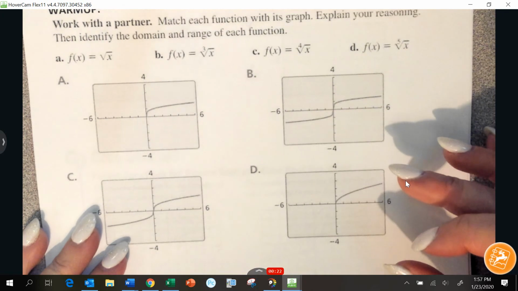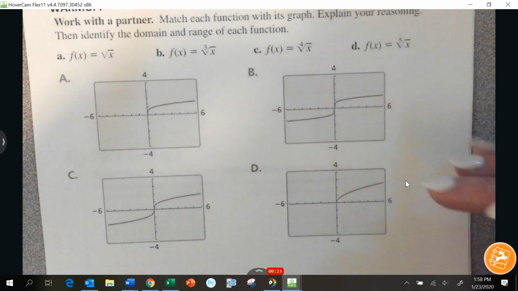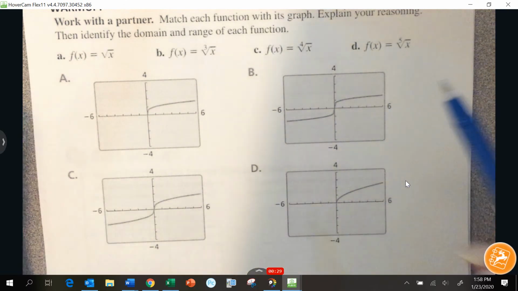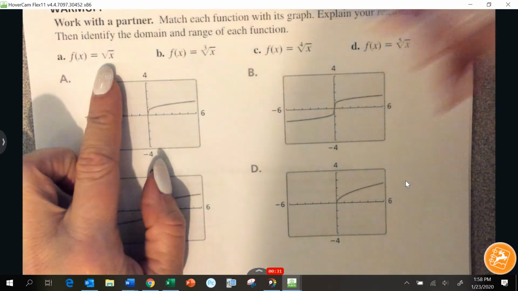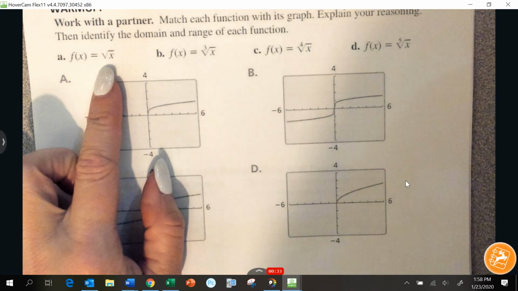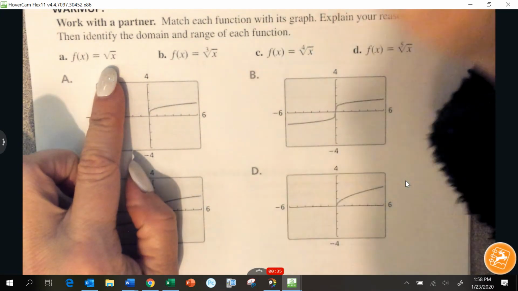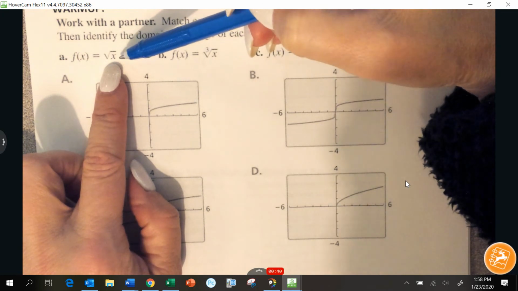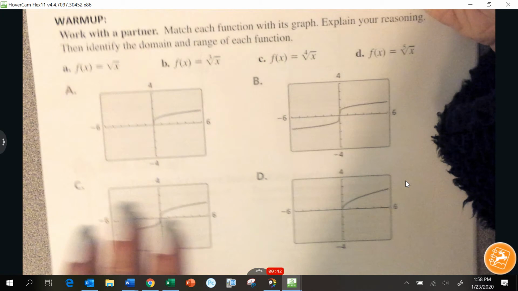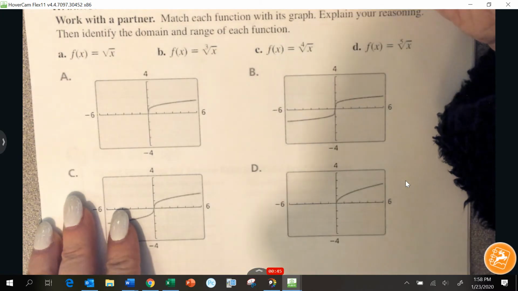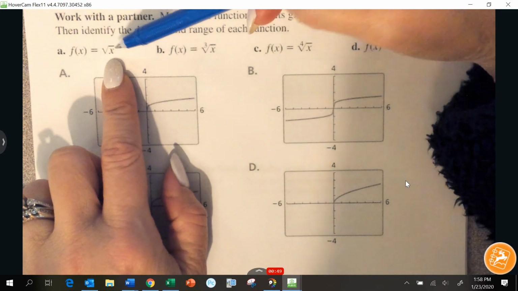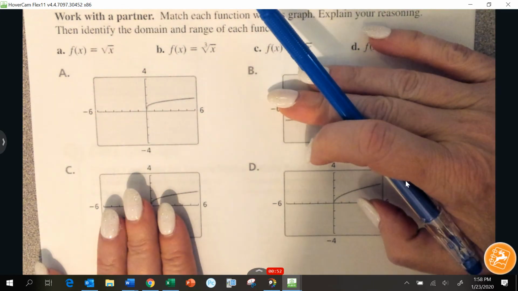There are 4 functions, and these are all parent functions, so there's no stretches, no shrinks, no translations. So square root of x. One thing that you should know about square roots is we cannot square root what kind of numbers? Negative numbers. So when you look at these graphs here, none of the x's will be negative because we can't square root a negative x. So I know it's not B and C.